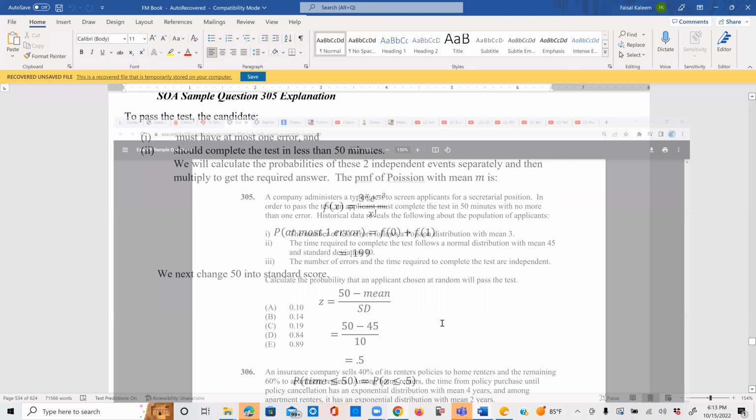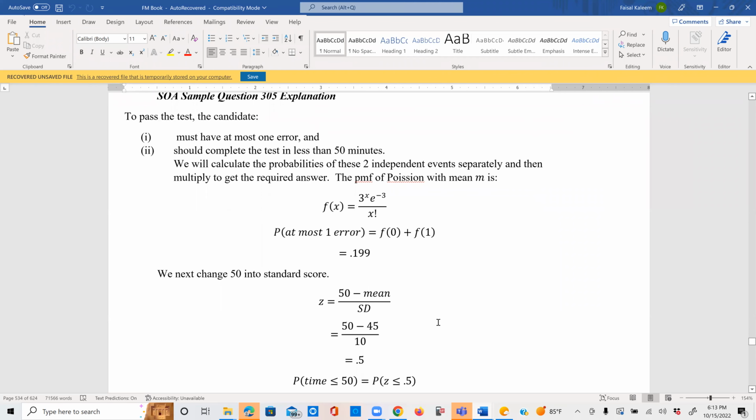So we are given that the number of test errors follows a Poisson distribution, and the mean is 3. So the Poisson PMF would be 3 power x, e power negative 3 over x factorial. Remember, the Poisson PMF is mean power x, e power negative mean, divided by x factorial.